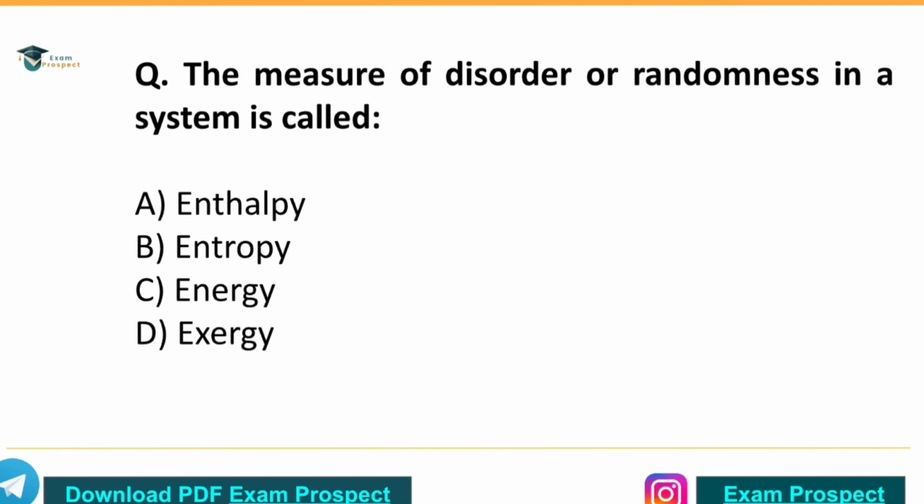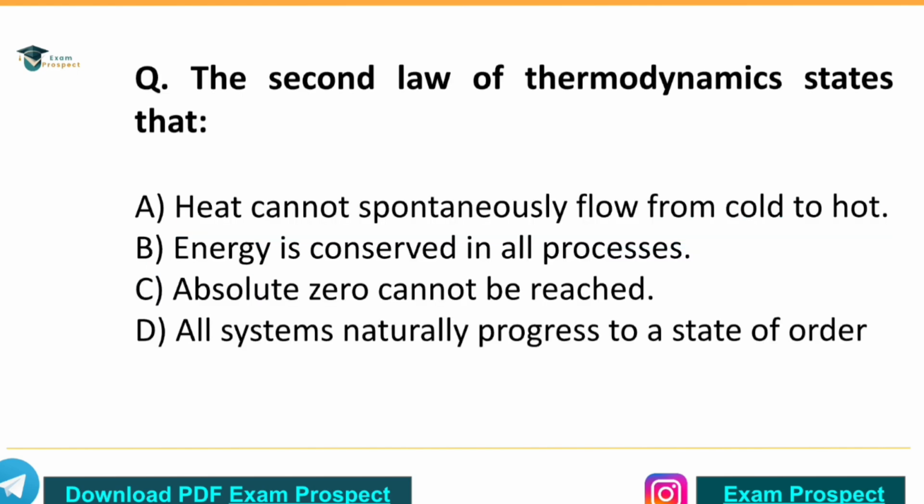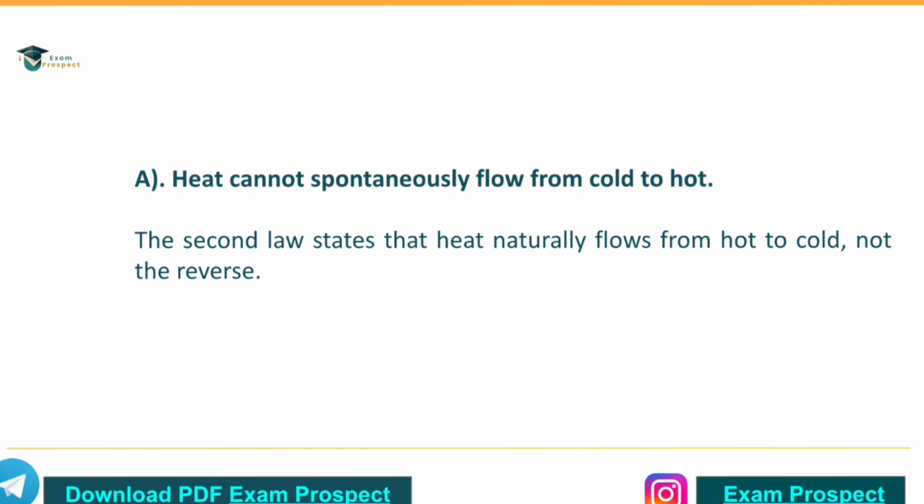Next question. The measure of disorder or randomness in a system is called? The correct answer is option B, entropy. This is the scientific term for the measure of disorder or randomness in a thermodynamic system. As a system becomes more disordered, its entropy increases. Next question. The second law of thermodynamics states that? The correct answer is option A, heat cannot spontaneously flow from cold to hot.